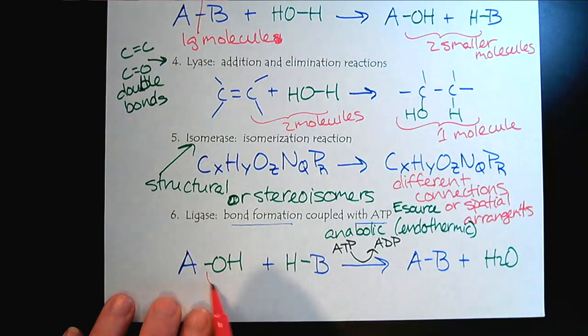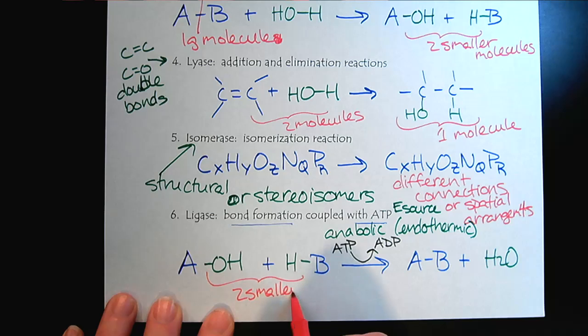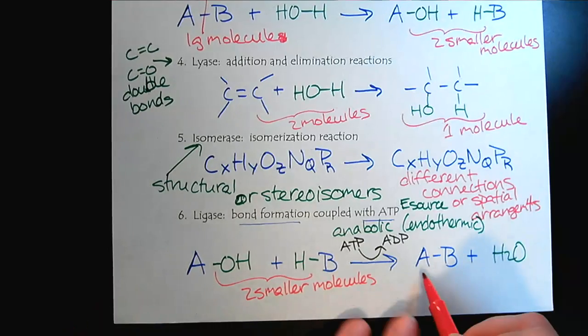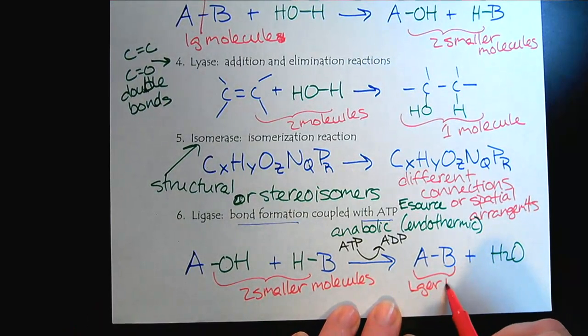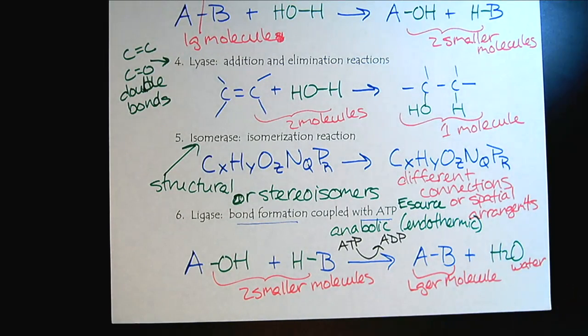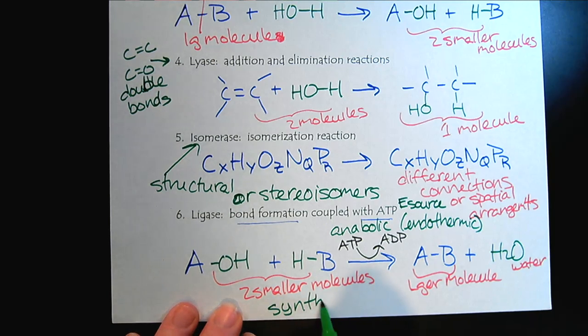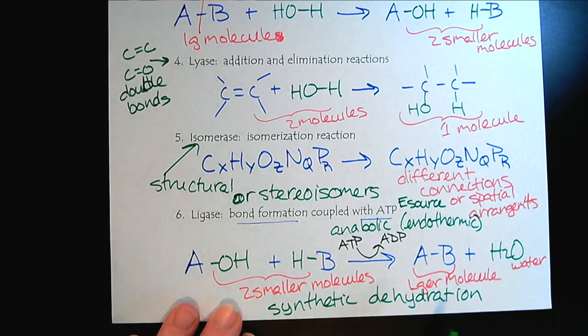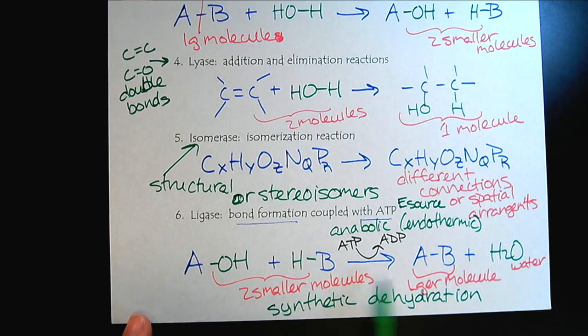So we can see that we took two smaller molecules and produced a larger molecule with water. When you get to your bio courses, it's really common to call this synthetic dehydration, right? There's more than one flavor of dehydration. This is synthetic dehydration because of the synthesis of two small molecules into the larger molecule. Alrighty, so there is the big picture and introduction to these six main classes of enzymes. Now let's go back and look at each one a little more closely with some actual biochemical reactions.